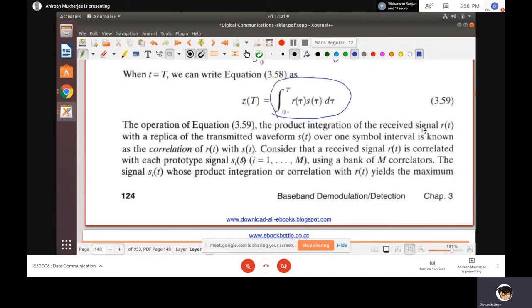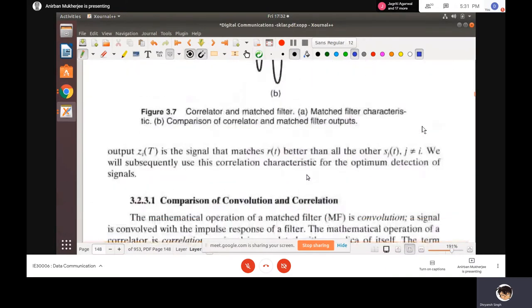Now, using a bank of M correlators, the received signal is correlated with each prototype. The received signal r(t) is correlated with each prototype si(t) using a bank of M correlators, and the signal si(t) whose integration of the correlation yields the maximum is the one that matches r(t) better than sj(t), for j not equal to i.